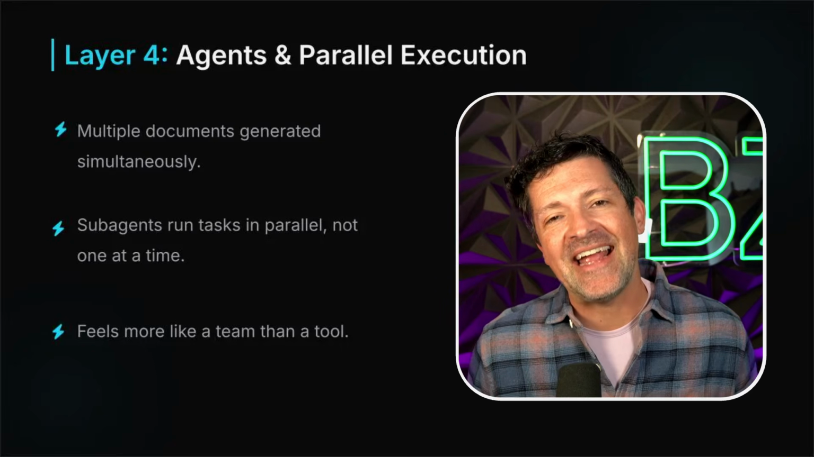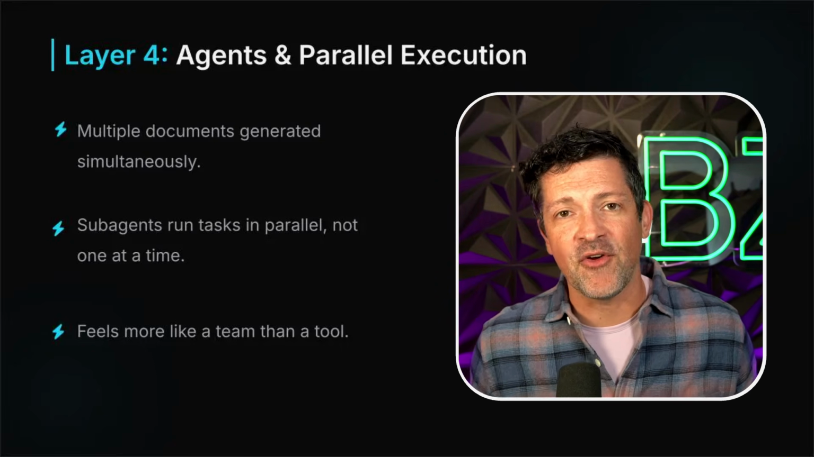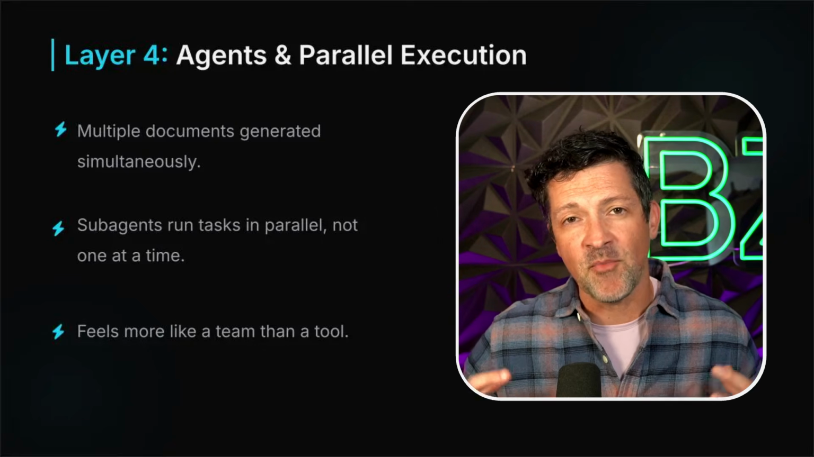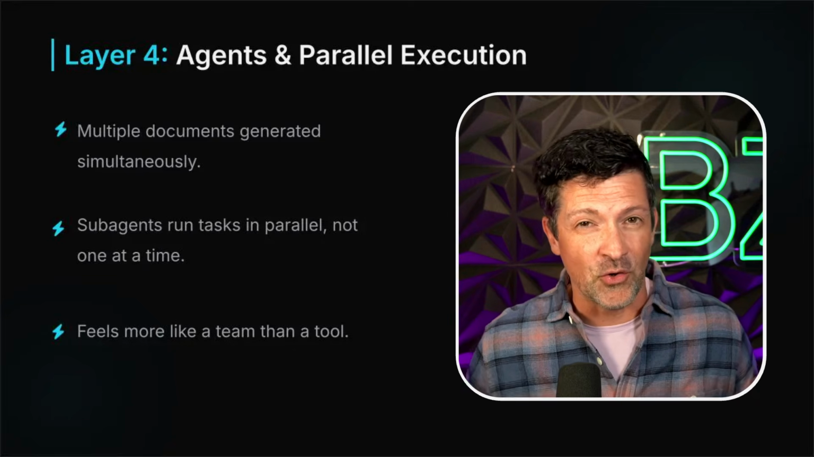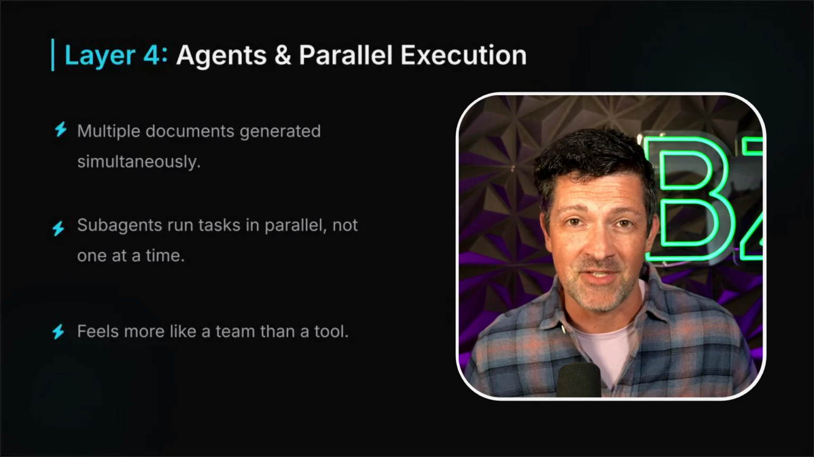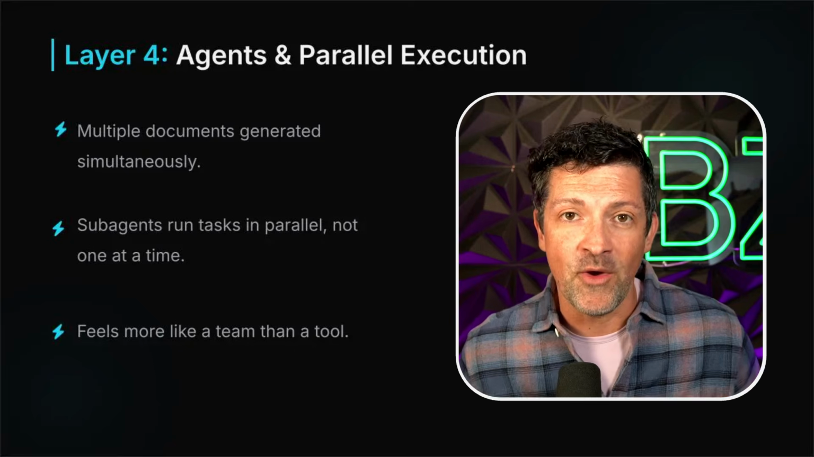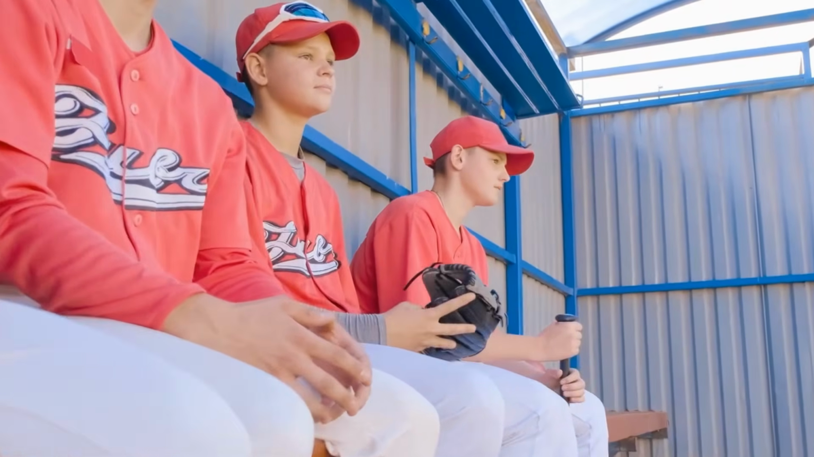Layer 4 is all about agents and parallel execution. Typical chat workflows used to take forever because they could only do one thing at a time, but inside of Claude Cowork, you can spawn sub-agents like we just saw. As it did automatically, it started to create these different documents all at the same time, so we weren't waiting for one to finish before the other could begin. There are a lot of ways to use that functionality, and this is where it stops feeling like a tool and starts really feeling like a team.